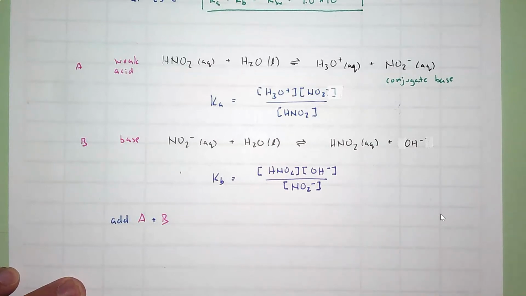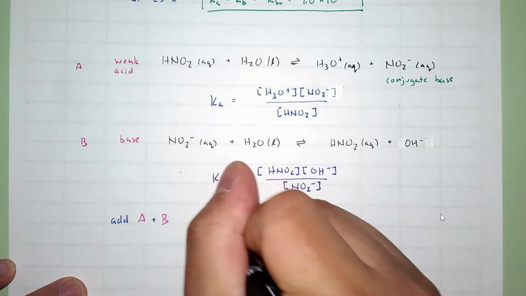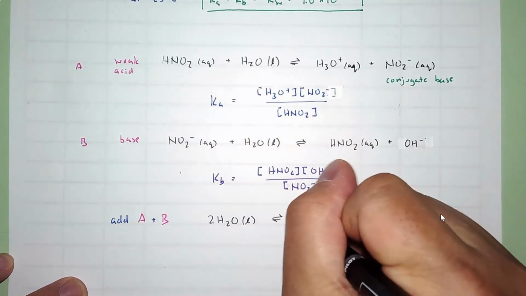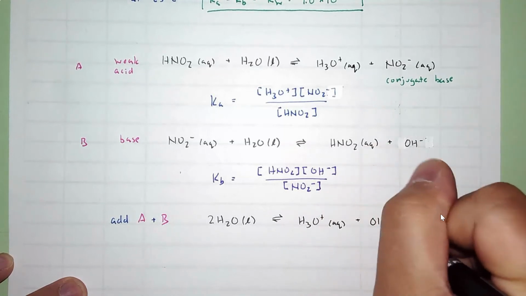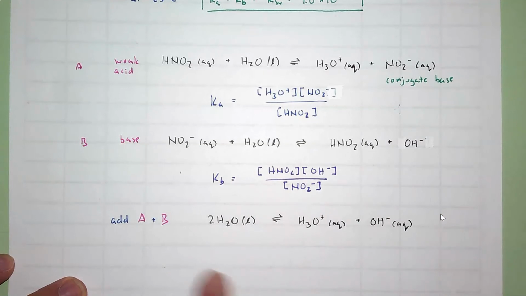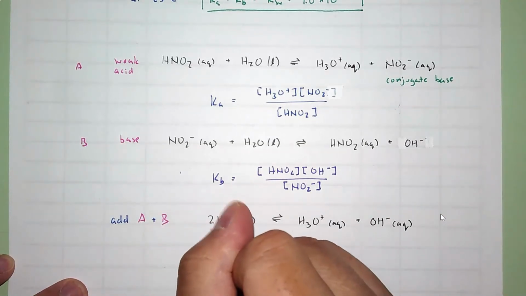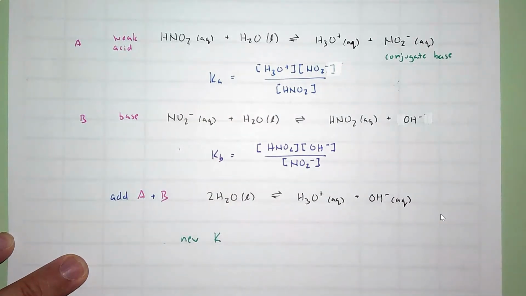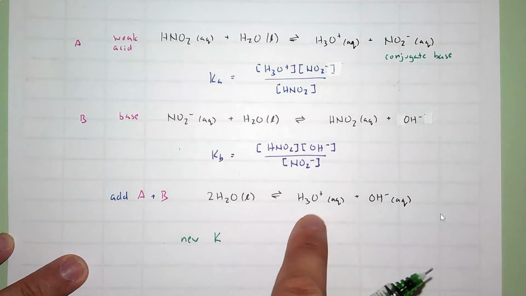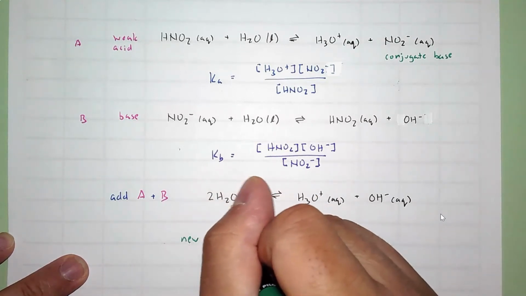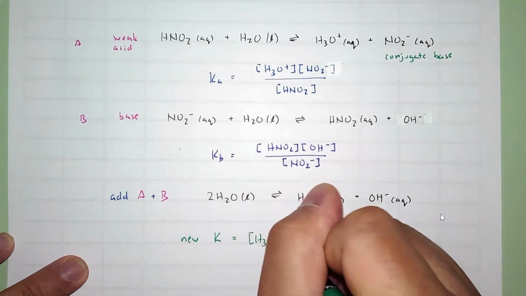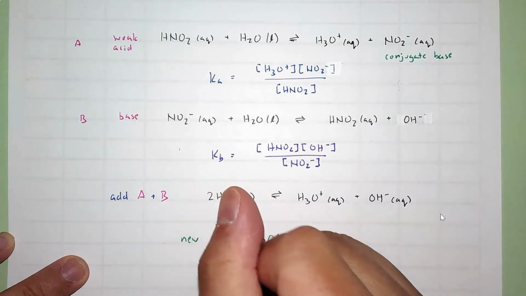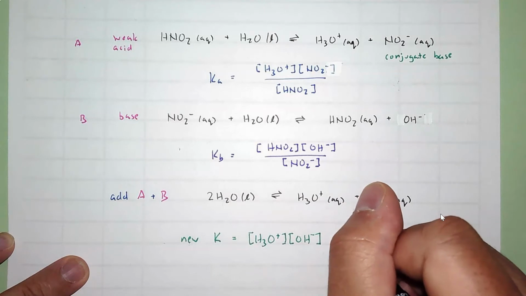You know what? We got it. Yeah, let's just follow this. I doubted myself. 2H2O liquid goes to H3O plus aqueous plus OH minus aqueous, and the new K. Do you remember your rules? When you add the reactions, what do you do with the Ks? You multiply them. But look at this. If I literally write the K expression for this, that equals the concentration of H3O plus times the concentration of OH minus. So this is Kw, right? But give me 1 second. I want to say this properly.